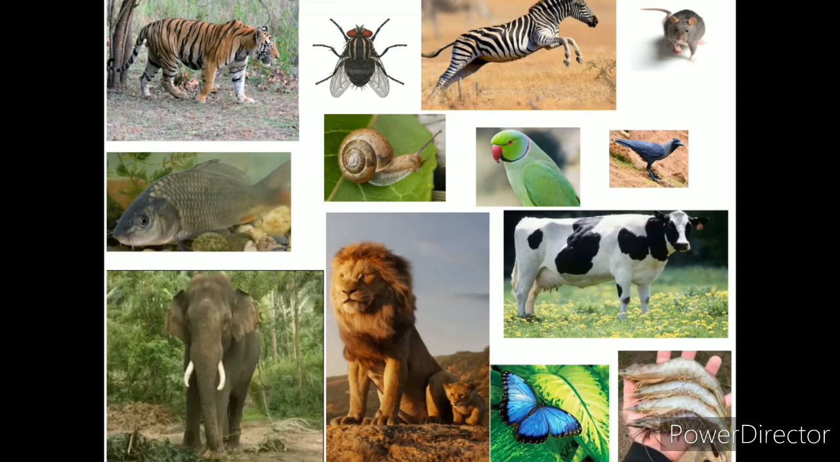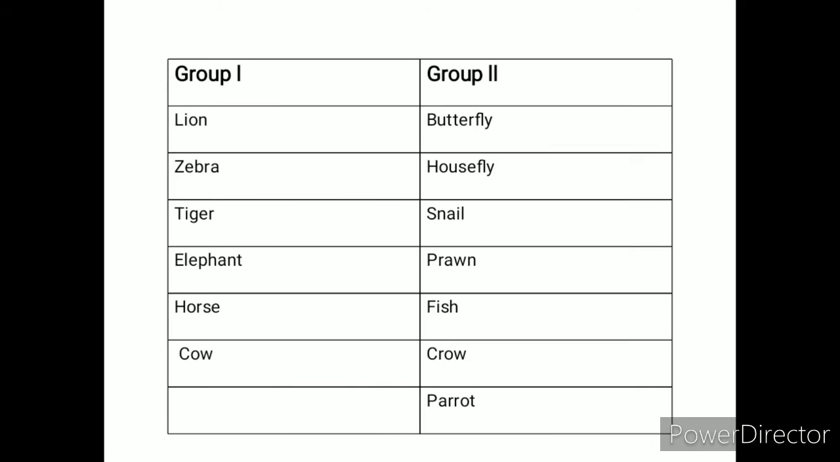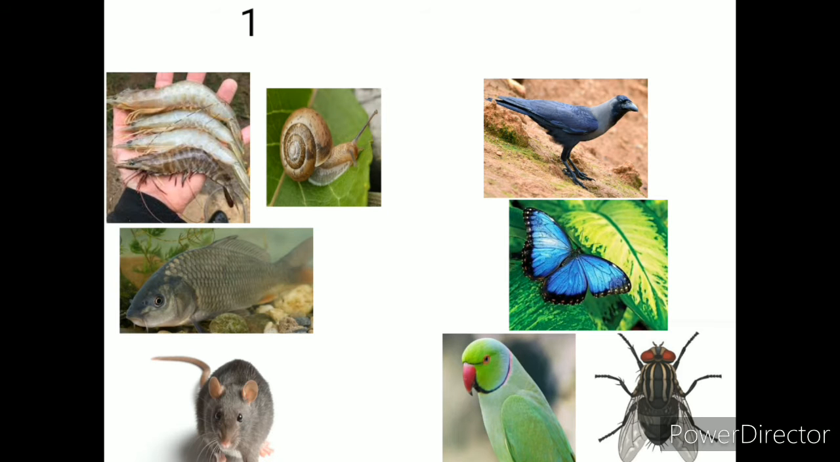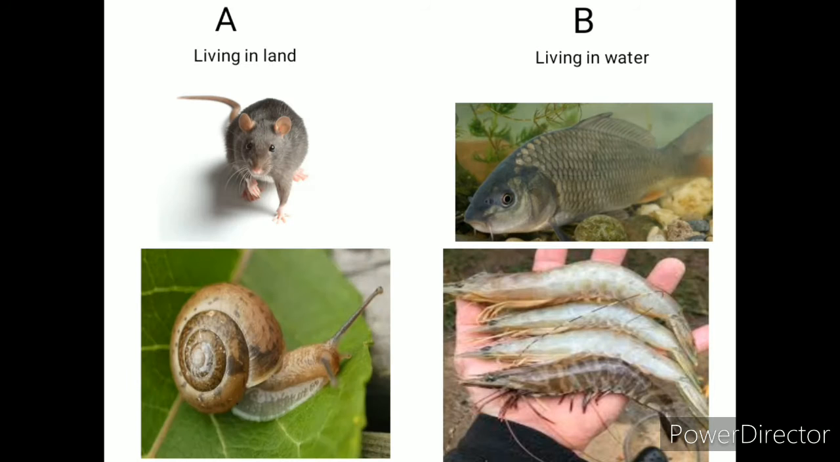Initially I showed you a lengthy list of animals, and now by 3 steps of classification you have shortened the list. In the final list you can see there are only 2 animals in each group. So you have classified the organisms based on their size, their ability to fly and their habitat.